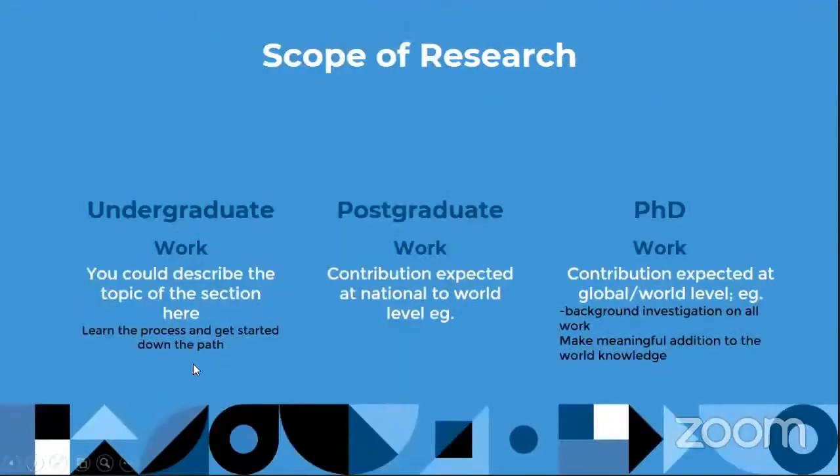The scope of the research. The scope of the research differs by academic qualification. I've just tried to differentiate between undergraduate work, postgraduate work and PhD work. Undergraduate work is basically you are trying to learn the process and get started down the path, right? Whereas in postgraduate work, the contribution is expected at the national level, not necessarily in the international sector. But when you progress towards PhD, that's where the real thing comes in.